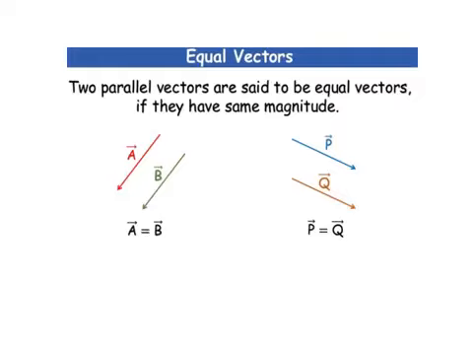Why are they equal vectors? Because both have the same magnitude. A and B, both vectors have the same magnitudes. P and Q also have the same magnitudes, and both are in the same direction. So two parallel vectors are said to be equal vectors if they have the same magnitude. So for equal vectors, we require two conditions. Number one, they must be parallel, and they must have the same magnitude.